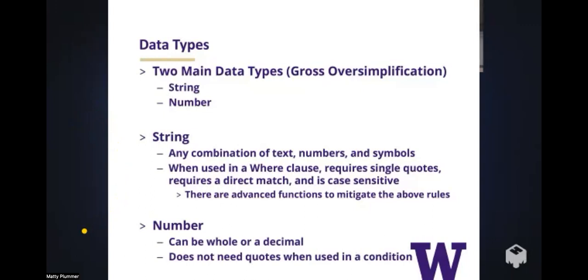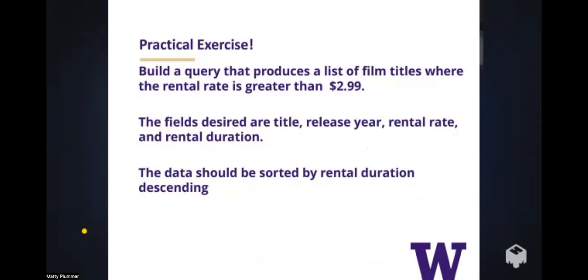Now, that being said, there are situations where you'll look at some data and it'll look like a number, but it's actually a string, and that's something else. Don't worry about that. The system will always tell you what's wrong when you run into an error with your query. So if you say where cost equals 3, and it tells you you can't do that because it's a string, then you just put single quotes around it. We'll do some examples of that later. But for now, we're going to do a practical exercise.